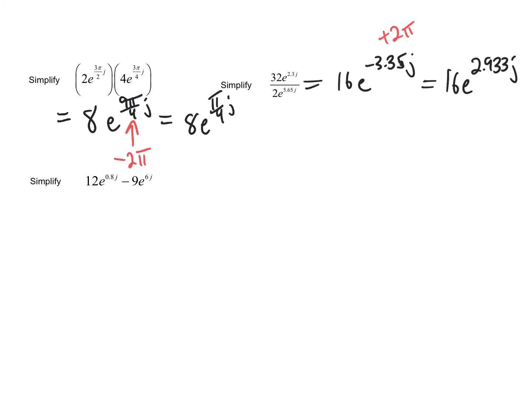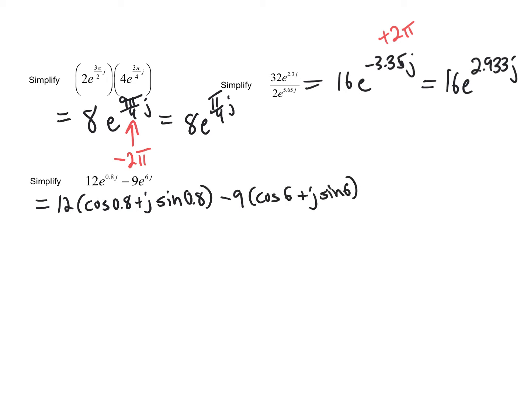Now, subtracting exponentials, the same idea as subtracting polar or adding polar. The easiest way is to put it into trig form. So we get 12 cos 0.8 plus j sin 0.8 minus 9 cos 6 plus j sin 6. Multiply these out.